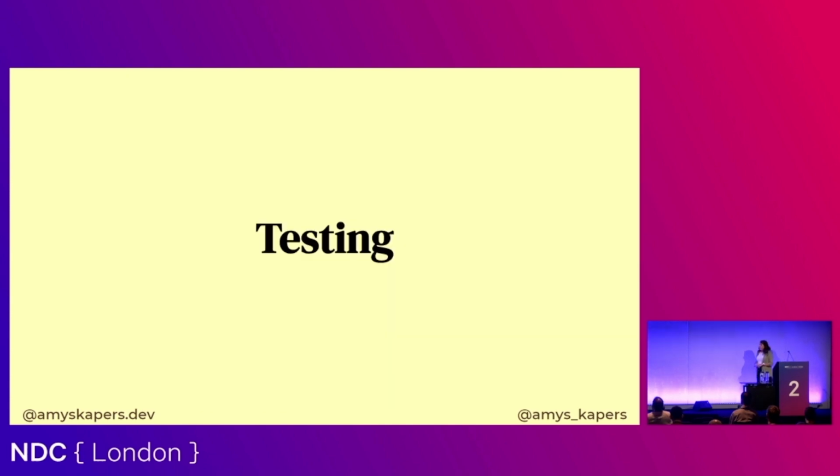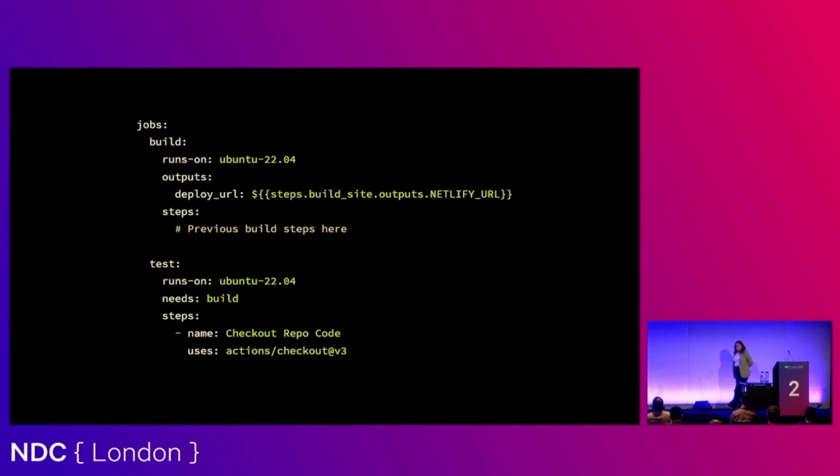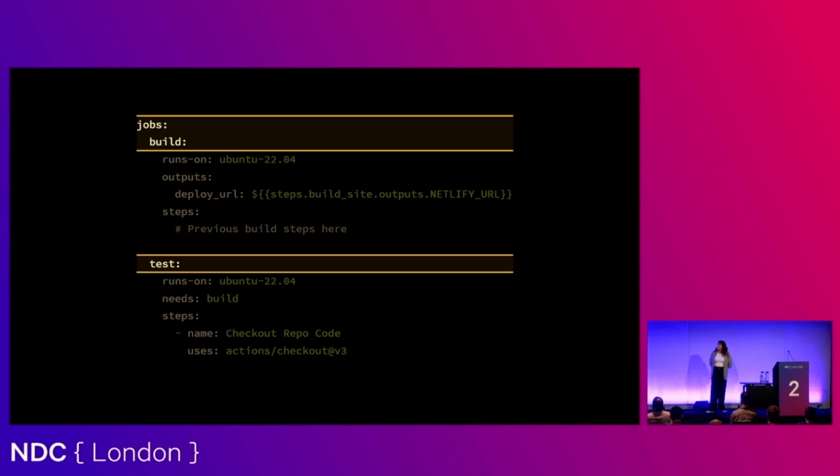Now that we have a live website that we can test, we then want to go through and set up some tests. So we've previously set up the build job. Now our jobs again have a unique name. So as well as the build job, I also want to set up a job to test.